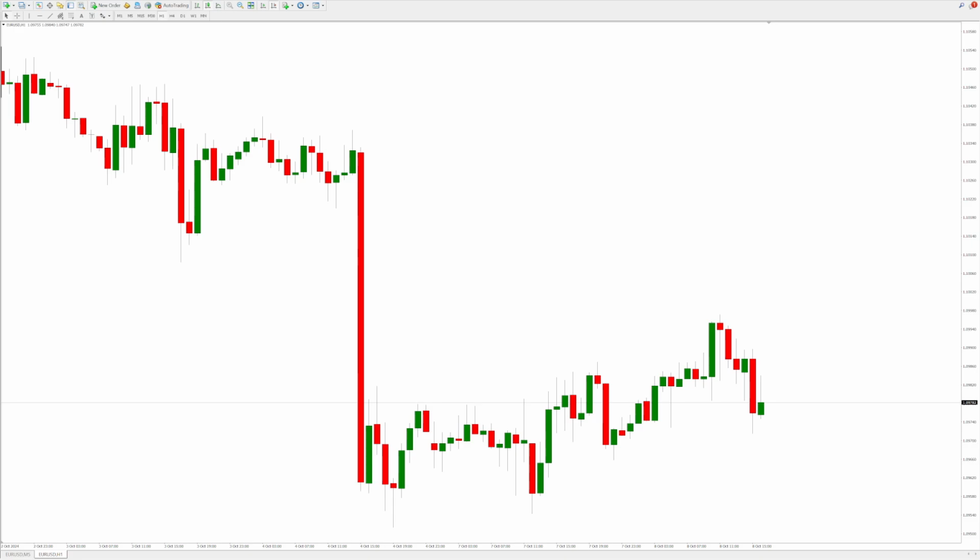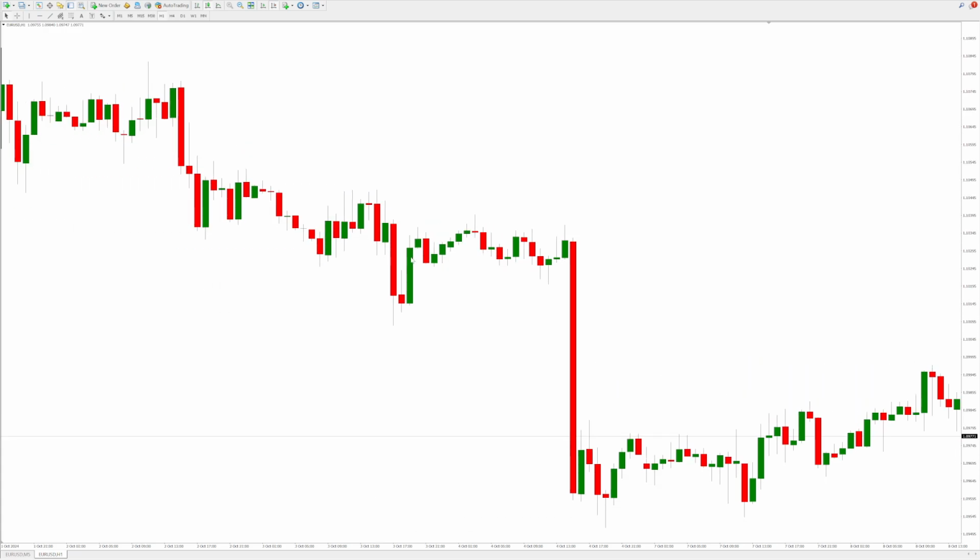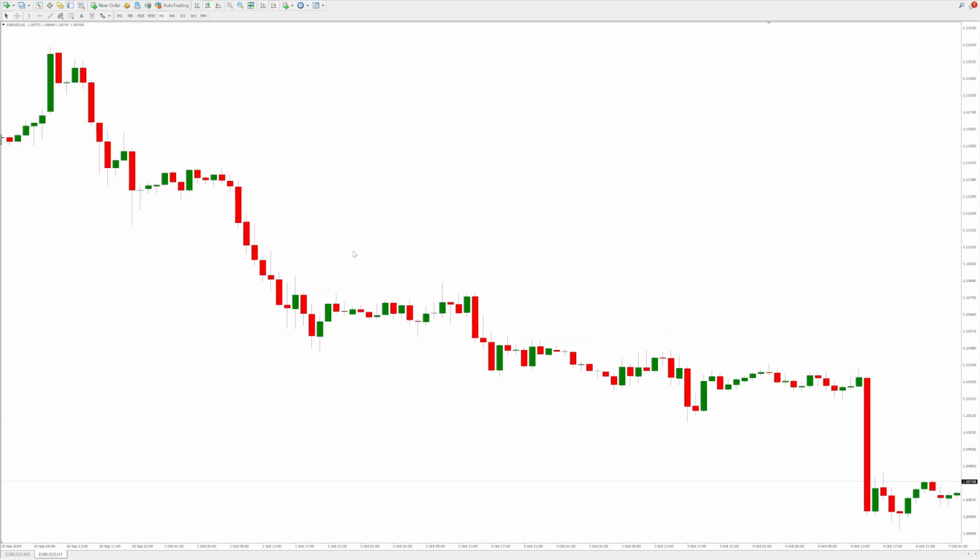Hi traders, in this video we are going to be looking at the spinning top candlestick pattern. So this is a candlestick pattern where you're looking for a small candle body with long wicks. It can either be a bullish or a bearish candle. Let's see if we can find one on this 1 hour euro dollar chart.